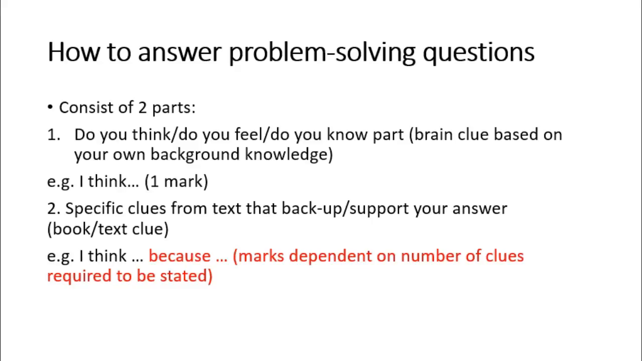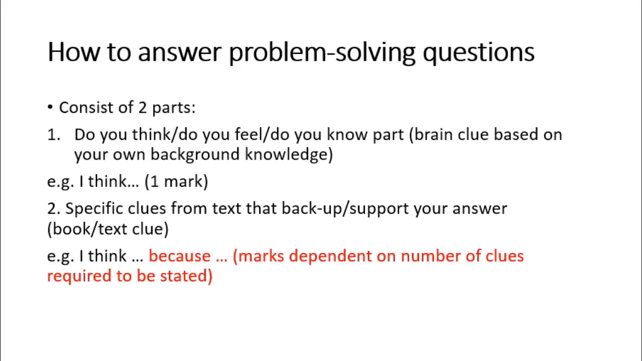So I explain to them that problem solving questions consist of two parts. The do you think, the do you feel, or the do you know part, I call it the brain clue. The reason it's a brain clue is it's based on the background knowledge that you have in your brain. Example, I think whatever. The second part of the answer is where you list the specific clues that you found within the text that back up or support your answer. And I like to call these clues the text clues or the book clues.